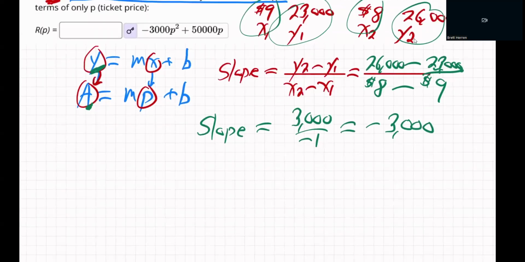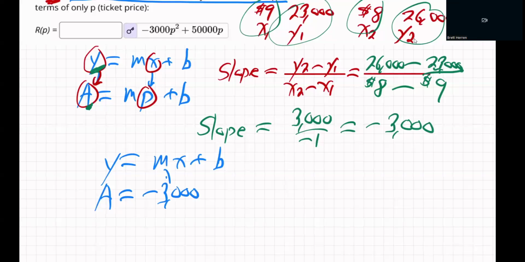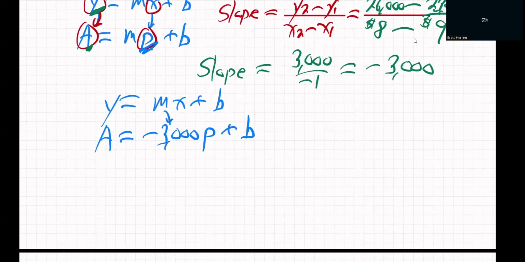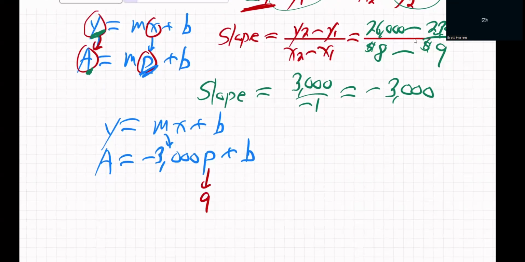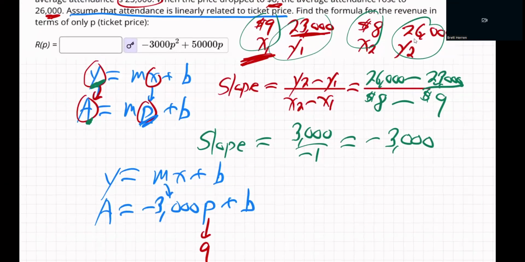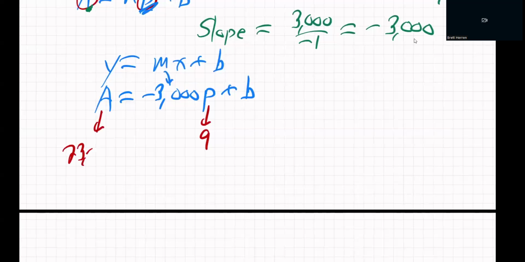So now we have the equation y equals mx plus b, but in this case y is attendance, and the m is minus 3,000, right? And x is actually, what's x? P, price, plus b. So minus 3,000 P plus b. Okay. Now we got to find the b. How do we find the b? Well, we can plug in either one of our points. It doesn't really matter. I can grab x1, which is price one, $9. At $9 price, 23,000 attendance. I mean, 23,000 people attended the game and paid for tickets.